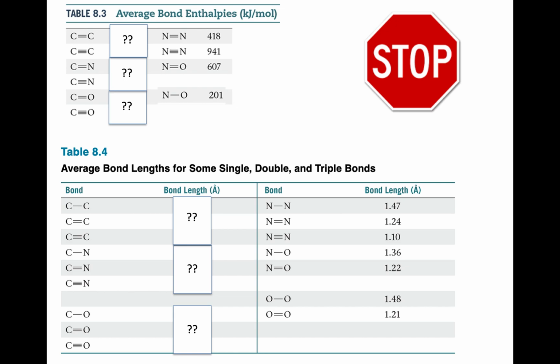Now let's add to that. Also make a prediction for the bond enthalpy. If we're looking at carbon-carbon bonds, if they're double bonds or triple, carbon-nitrogen, carbon-oxygen, make a prediction for each set there. Tell me about the bond enthalpy.